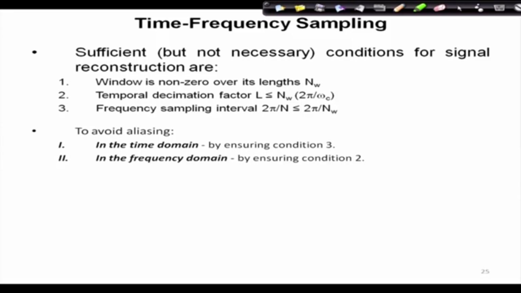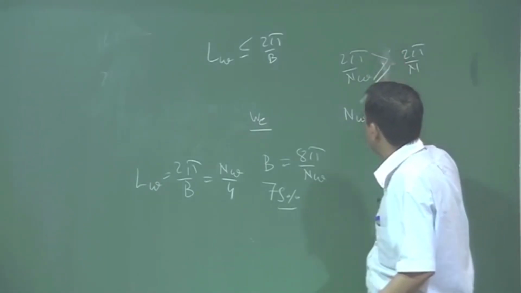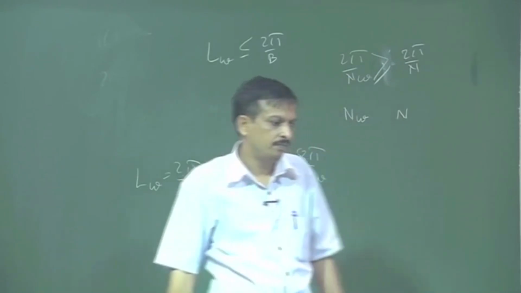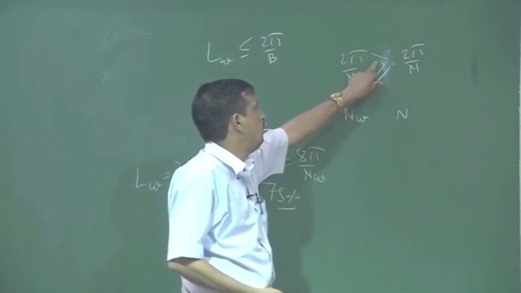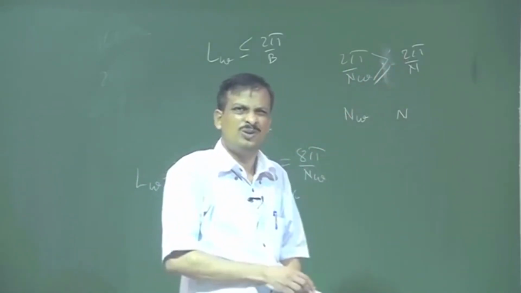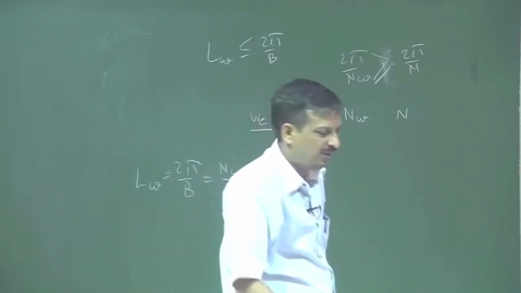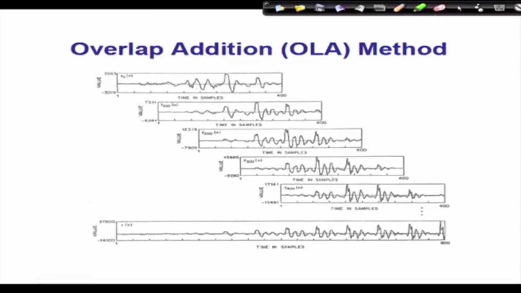Sorry, I have made a mistake. This should be 2 pi by NW greater than or equal to 2 pi by N. This is given in the slide, so there may be a mistake when I am writing on the board. Okay. So, time frequency sampling is there.